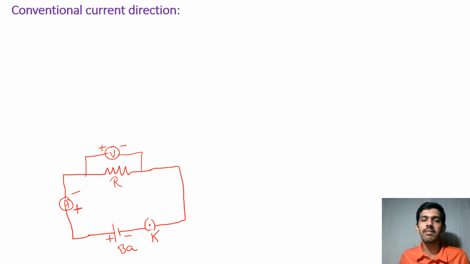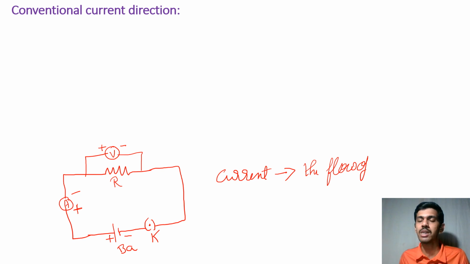Now let us consider this particular circuit diagram. Tell me in which direction the current flows. In order to find the direction of current, you have to know what current means. At this point we know that current is the flow of charges, but specifically the charges are electrons here. So it is the flow of electrons.